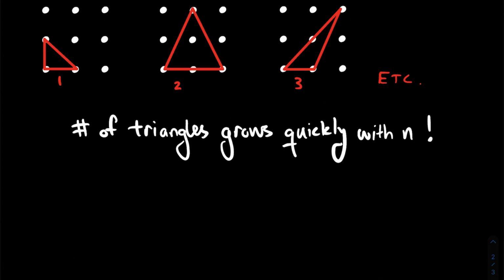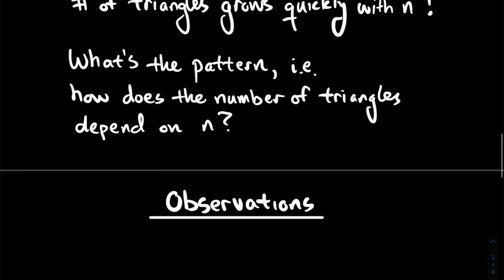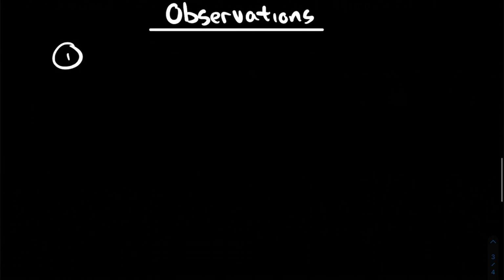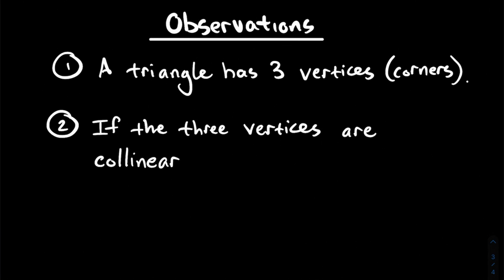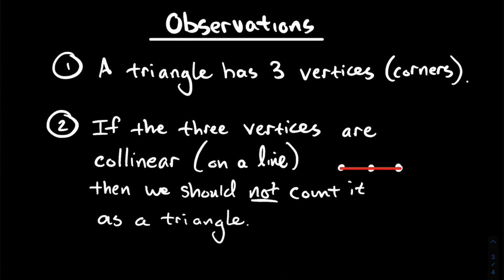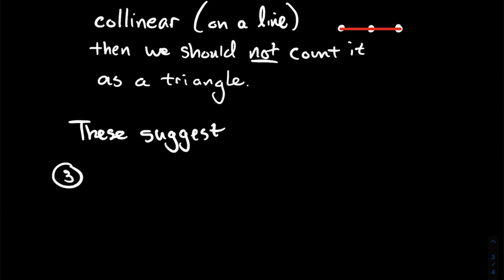Notice that the number of triangles grows very quickly with the size of the grid. What's the pattern? In other words, how does the number of triangles depend on n? So let's make some observations. The first thing: a triangle has 3 vertices, in other words, corners. The second thing: if the 3 vertices are collinear, in other words, on a line, like that, then we should not count that as a triangle. So 1 and 2 suggest number 3.